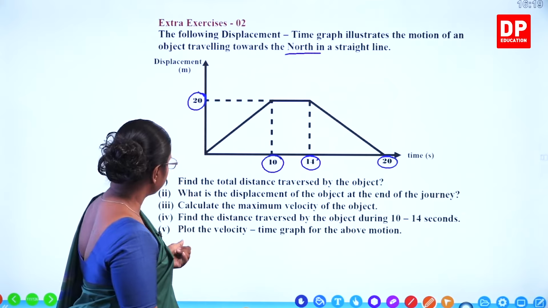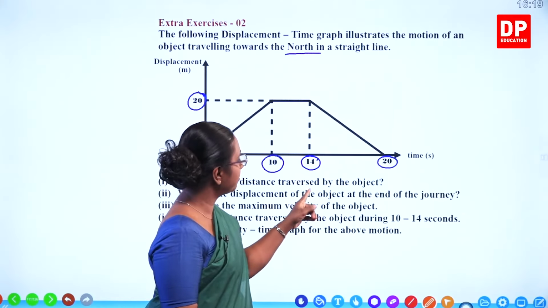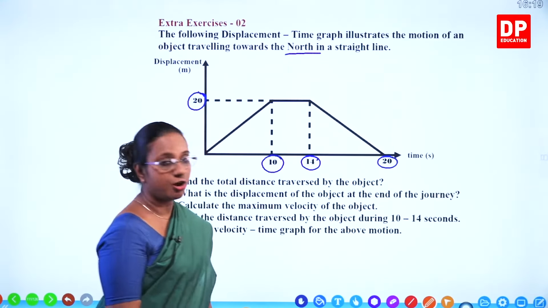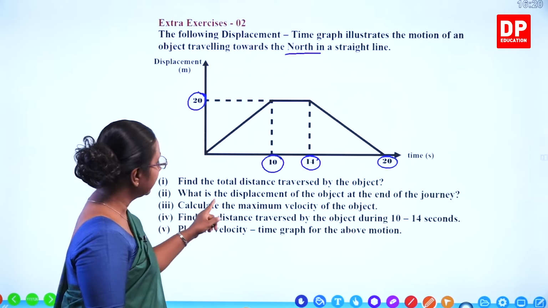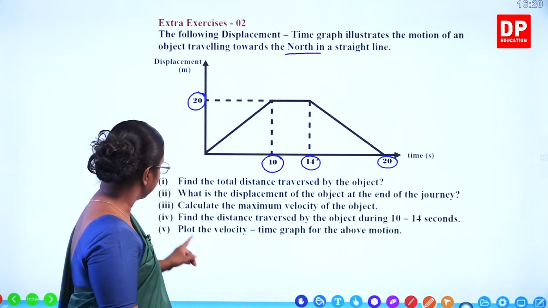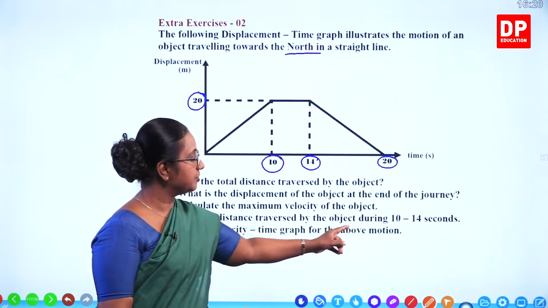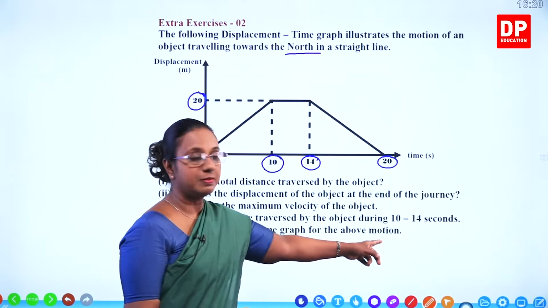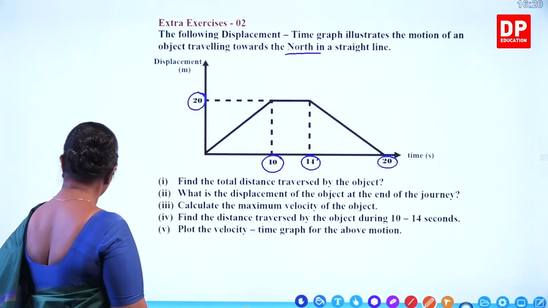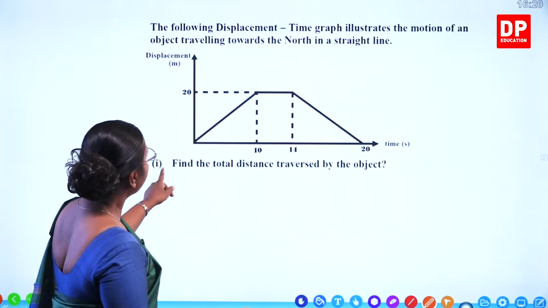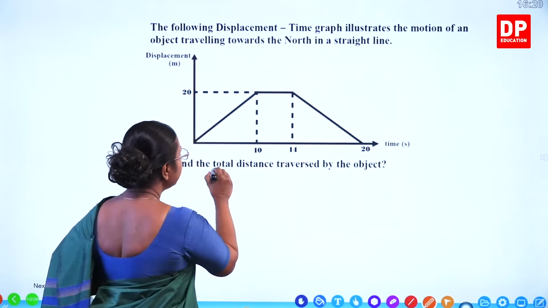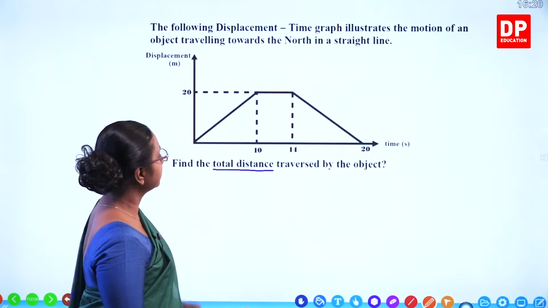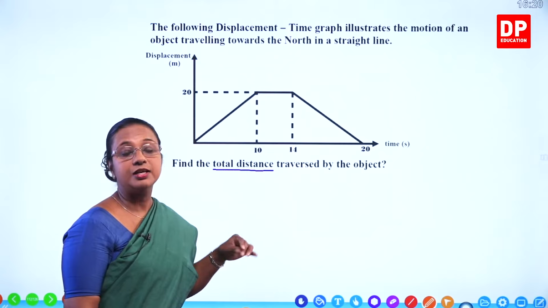So, here are the questions. Find the total distance traversed by the object. What is the displacement of the object at the end of the journey? Calculate the maximum velocity of the object. Find the distance traversed by the object during 10 to 14 seconds. Plot the velocity-time graph for the above motion. We will answer them one by one. The first part, find the total distance. So, when we say total distance, it is the total displacement. Here, it is the displacement but without the direction.